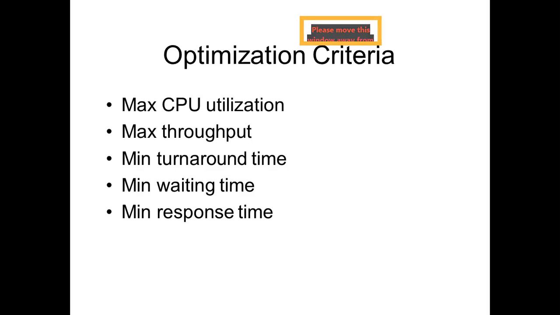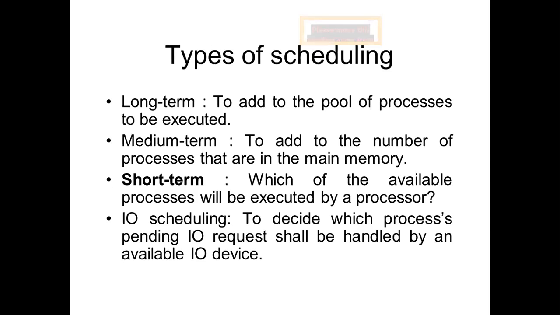First is maximum CPU utilization. The CPU will be used by a number of processes. It must remain busy so that we can get the maximum CPU utilization. Another is the maximum throughput, minimum turnaround time, minimum waiting time, and minimum response time. So this is called the optimization criteria.